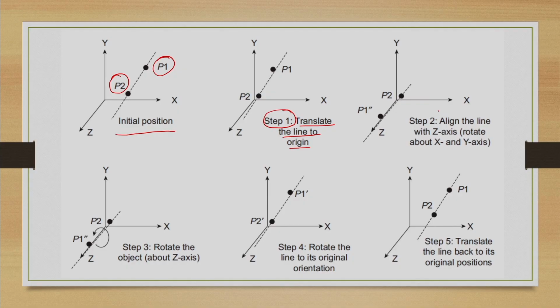In step 2, what we do? Now, the axis passes through the origin, but there is no guarantee that it aligns with any of the principal axis. So, in step 2, we align the line with z axis in our particular explanation, but it is not necessary to always align with z axis. Instead, you can always align it with either x or y axis as well. But let us assume that we are aligning it with the z axis.